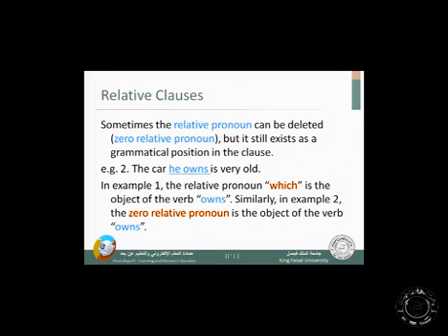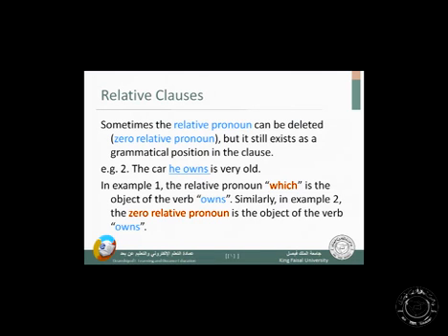Sometimes the relative pronoun can be deleted. So instead of saying which or who or whom or whose, we can remove these pronouns. In this case we call this a zero relative pronoun. So we don't have a relative pronoun in the subordinate clause, in the relative clause. But still it exists as a grammatical position, and it has a grammatical function. For example, when we say the car he owns is very old, this is similar to the previous sentence, but we removed the relative pronoun which. Instead of saying the car which he owns is very old, we said the car he owns is very old.